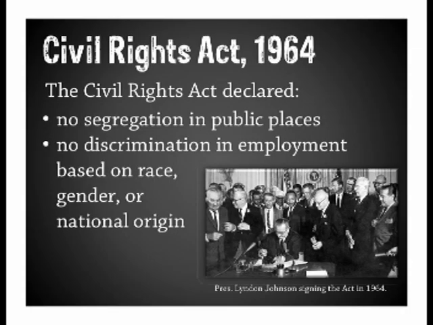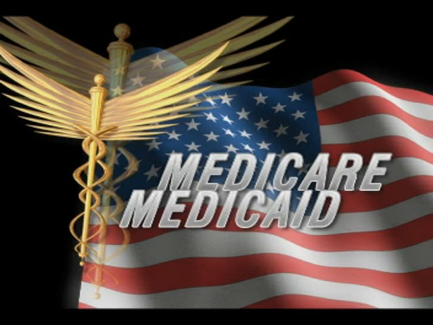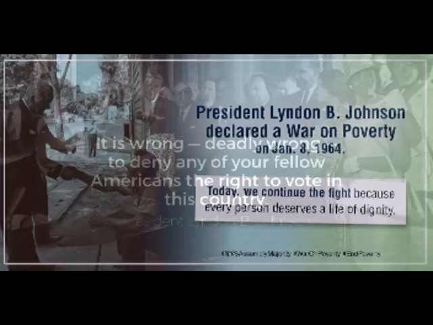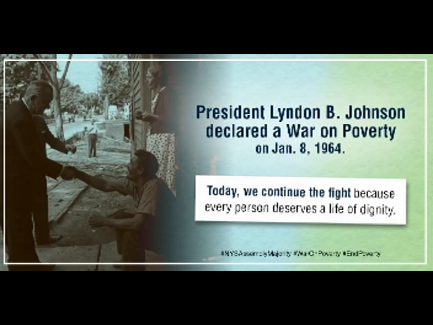The Social Security Amendments of 1965 created two government-run health care programs, Medicare and Medicaid. The Voting Rights Act of 1965 prohibits racial discrimination in voting, and its passage enfranchised millions of Southern African Americans. Johnson declared a war on poverty and established several programs designed to aid the impoverished.